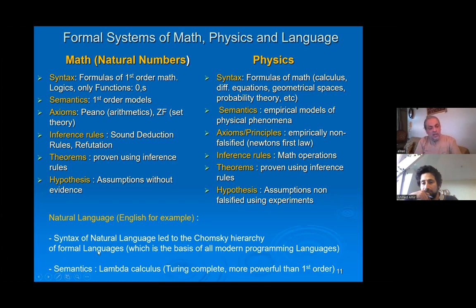But most of them, I mean, Chomsky is one direction, but most of the current linguists, especially computational linguists, consider semantics to come a little from first order logics, and much more from what we call lambda calculus, which is actually more powerful than first order, but it is still a Turing machine, something like a Turing machine, which I will not go further in detail.